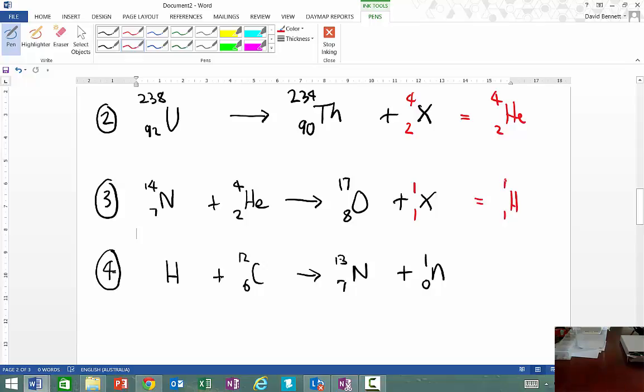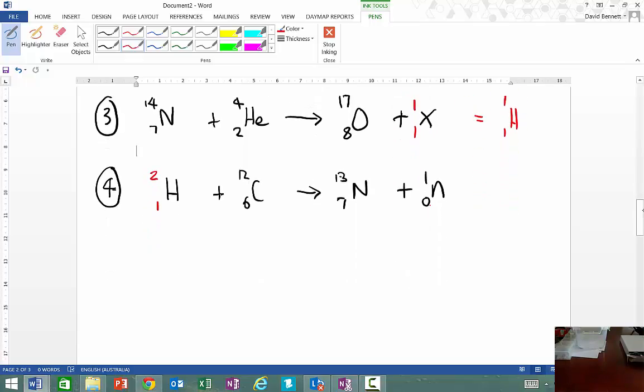Now, sometimes you know what the atom is, but again, you have to balance that out. So over here, we've got 7 on this side and 6 on that side. So there has to be 1 there. And then on this side, we've got 14 and 12. So therefore, that has to be 2. So again, I simply balance out the numbers. These sort of questions, I think, are pretty easy.